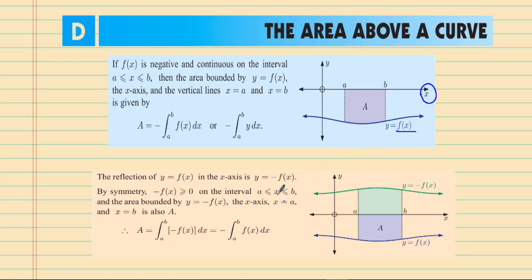So the proof is simply as given in your book, which is a very good proof. If you go with the symmetry, the symmetry of this function will be minus f of x, and the area under this curve now will be negative f of x. So it will be symmetrical.